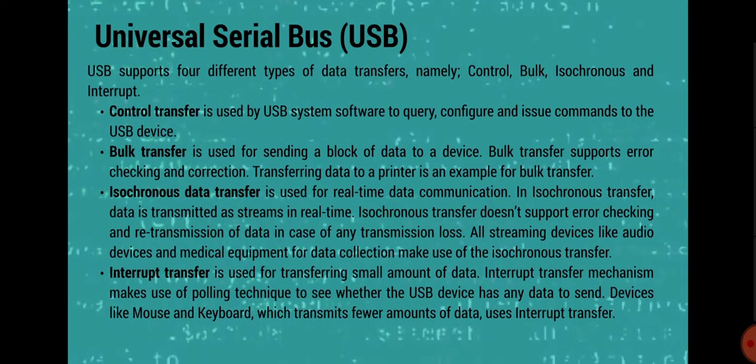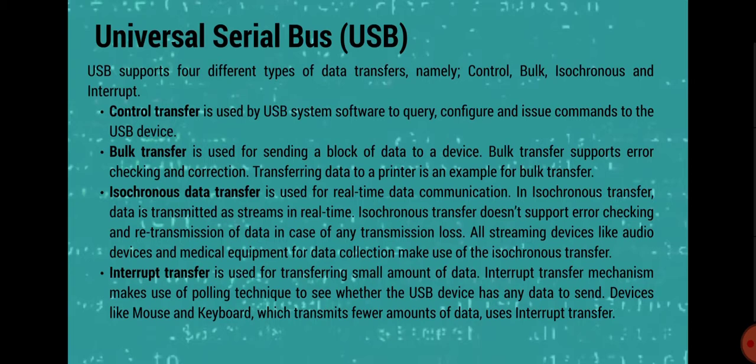USB supports four different types of data transfers, namely control, bulk, isochronous, and interrupt. Control transfer is used by USB system software to query, configure, and issue commands to the USB device. Bulk transfer is used for sending a block of data to a device. Bulk transfer supports error checking and correction. Transferring data to a printer is an example of bulk transfer.